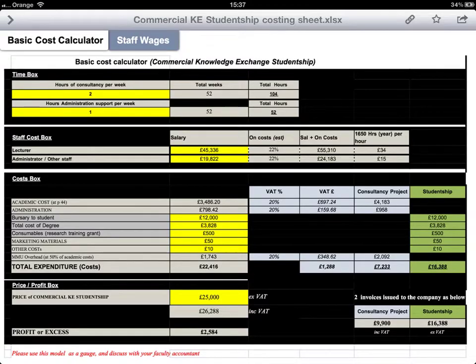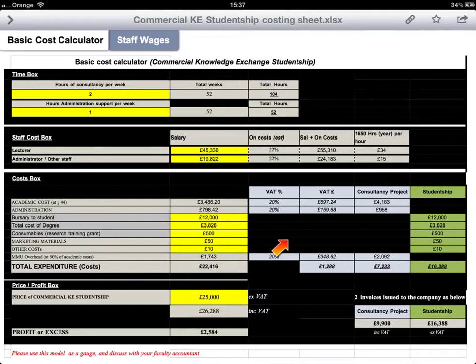Before we start this part, you may want to open the Excel document available on Moodle just below this video, which has this Excel sheet up and running for you to have a tinker with. Let's start off with just looking at the studentship element. This is costed in quite a straightforward way.